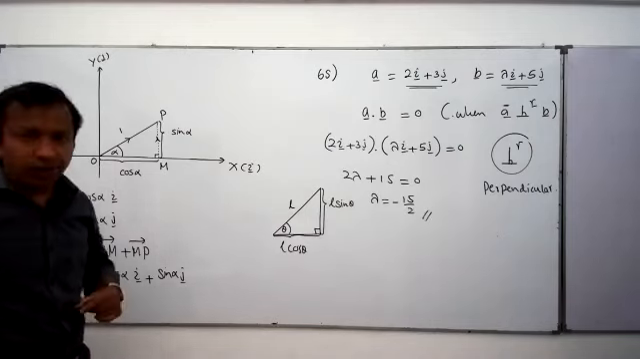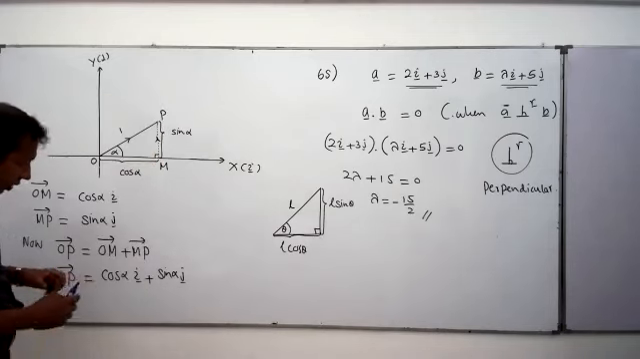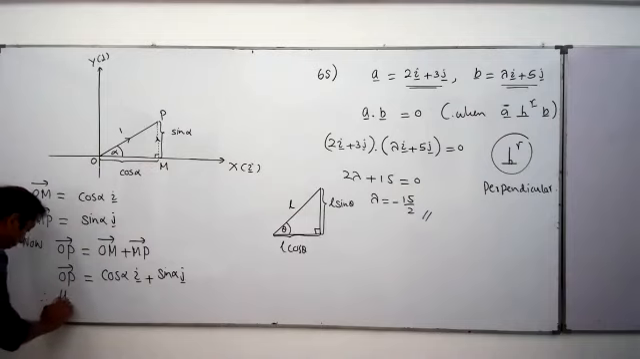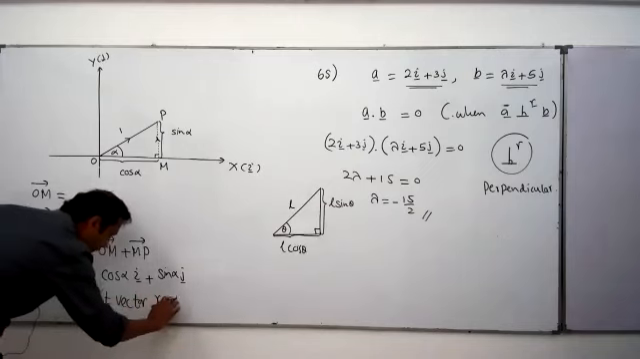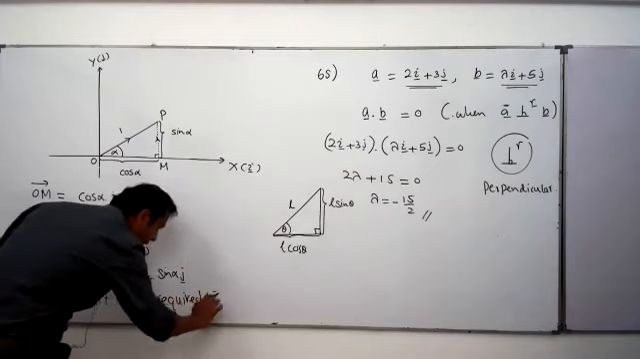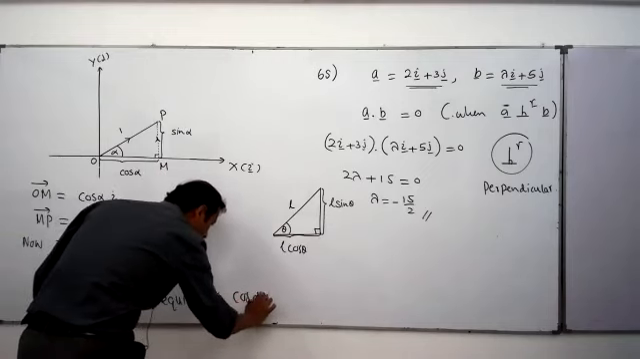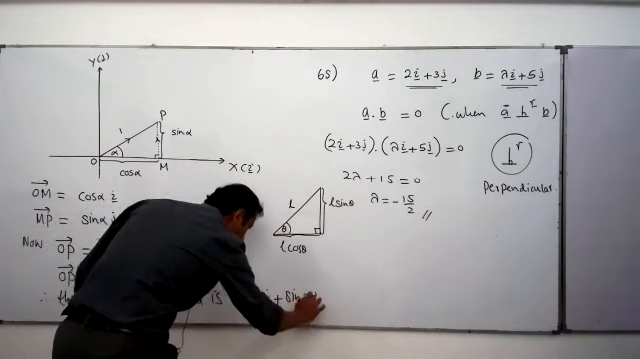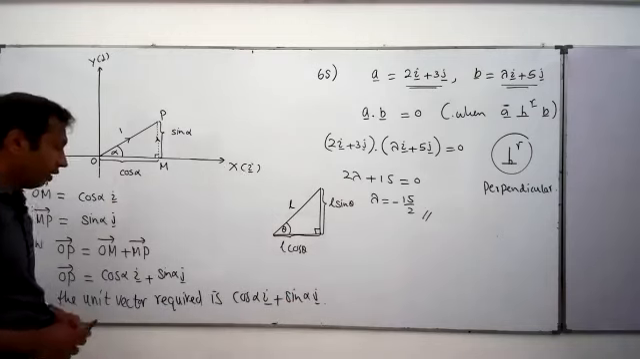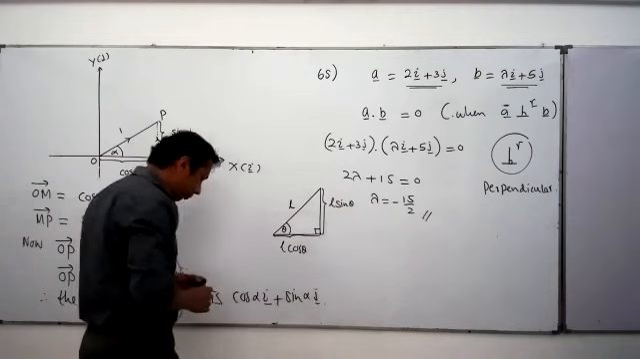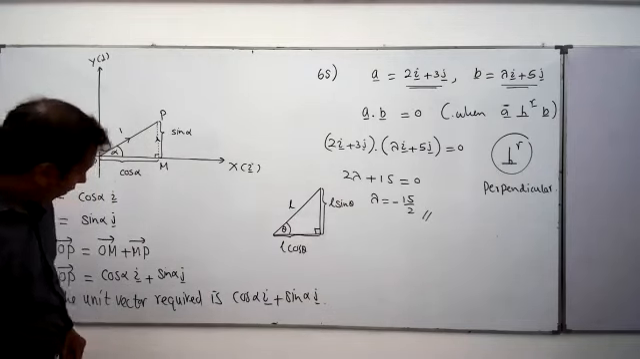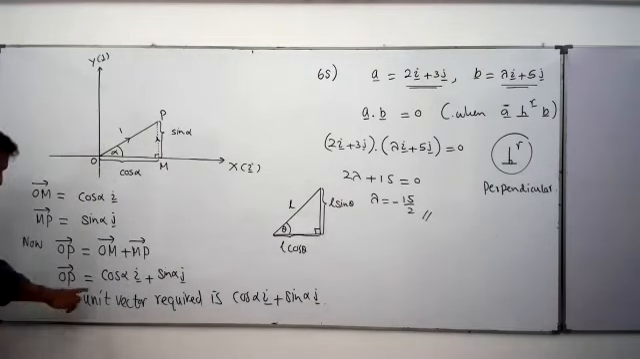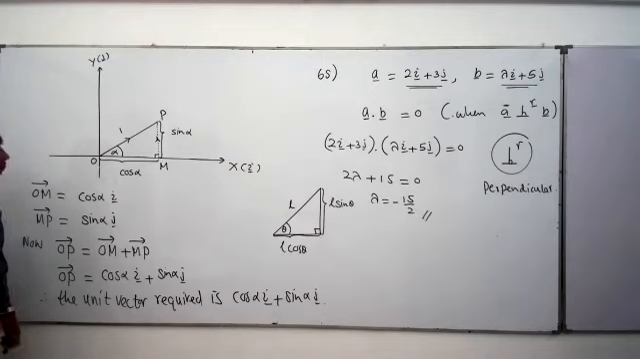Since its size is 1, it is the unit vector in the direction of OP, right? Therefore, the unit vector required is cos alpha i plus sin alpha j. Okay, right. This way you can obtain that result. Take it, people. I'll explain the method of getting this unit vector very easily. This only you have to consider.